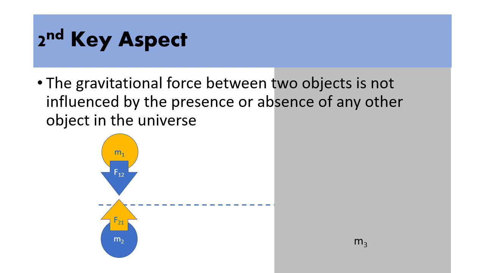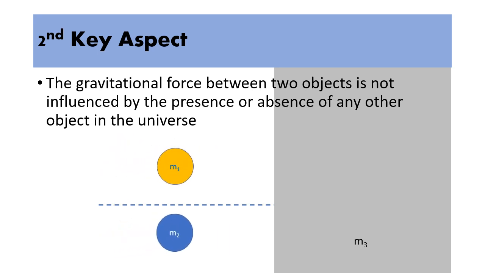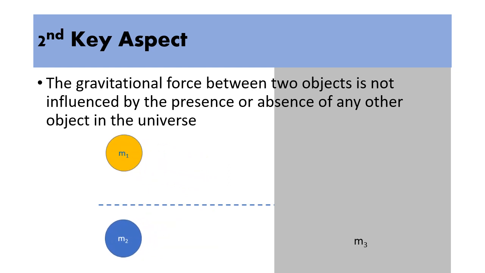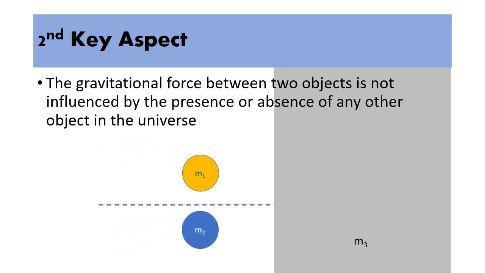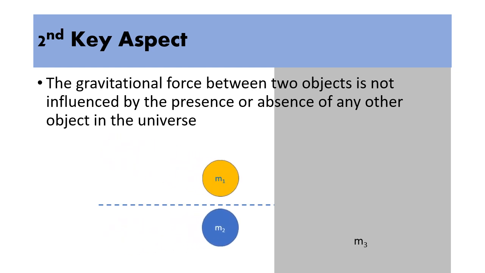If we now add a third object, shown as a large gray slab of material, then there is an attractive force between object 1 and object 3, as well as an attractive force between object 2 and object 3. However, these additional forces do not change the force acting between objects 1 and 2. The force between them is still the same, and they still accelerate towards each other at the same rates as they did before, even though they now accelerate toward object 3 as well.